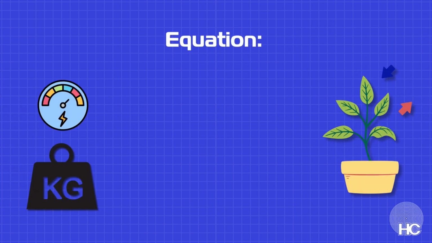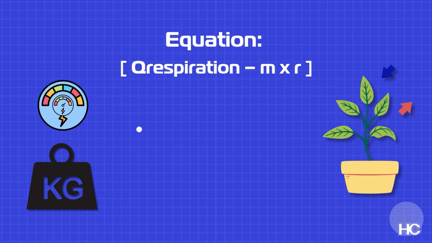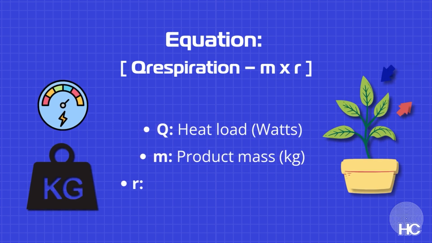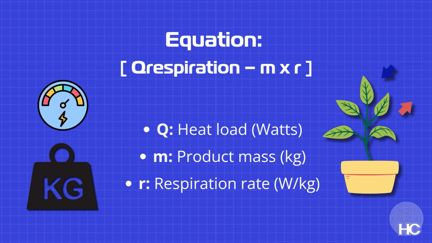The equation is Q of respiration is M times R, where Q is the heat load, M is the product mass, and R is the respiration rate of the given product.